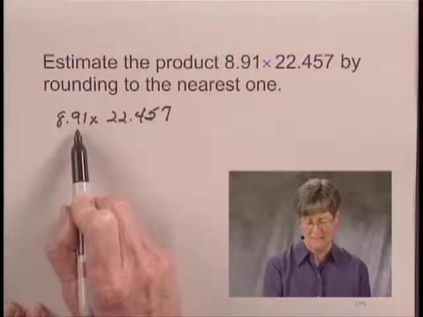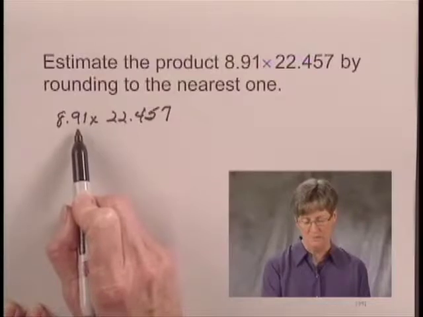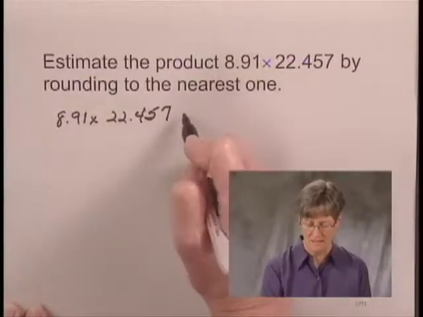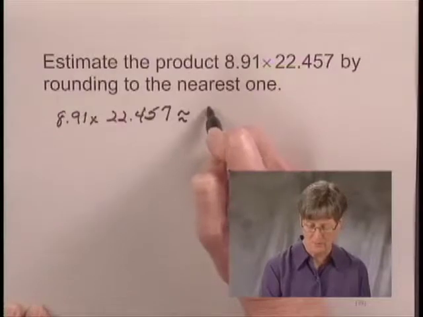in the tenths place. 9 is 5 or higher, which means that we round the number of ones up from 8 to 9. So we will round 8.91 to 9.